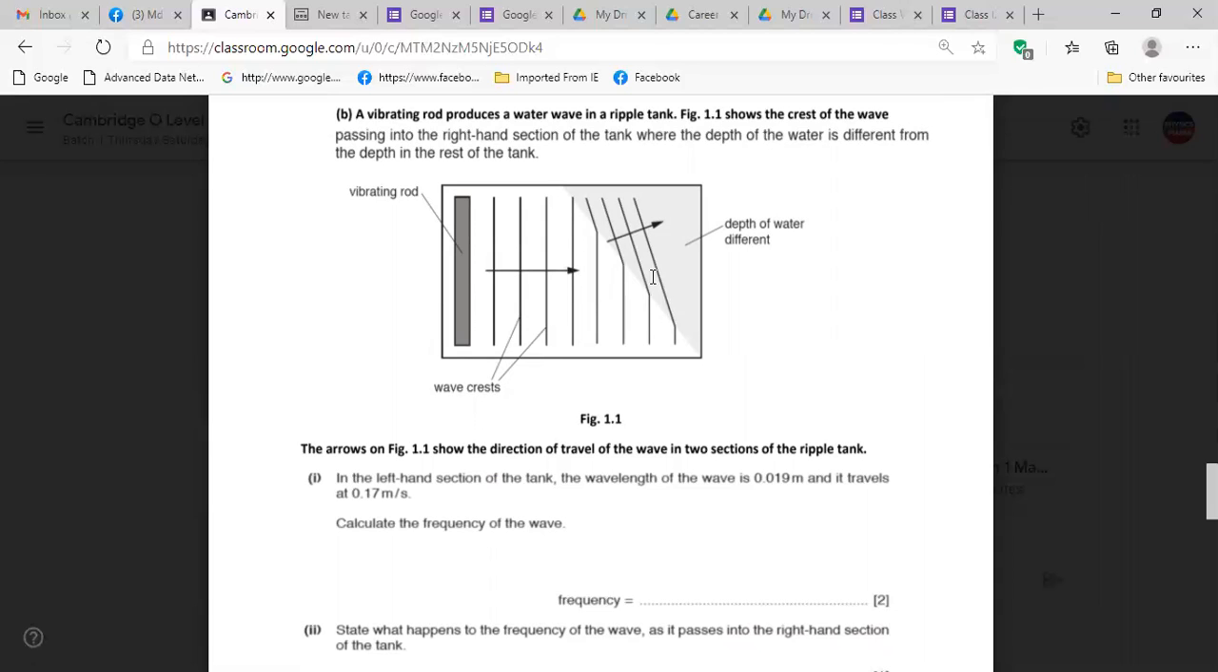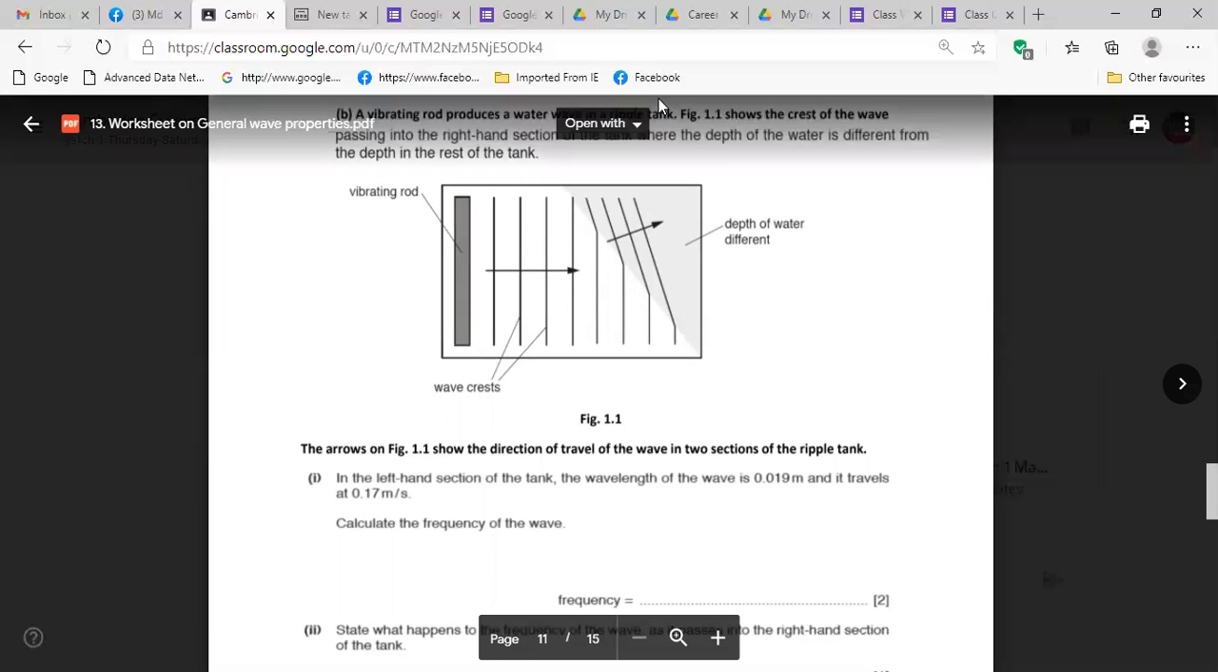Now do it. So our formula is F equals, what is the formula? F equals V divided by lambda, because we have V equals F lambda. So if you rearrange, it comes F equals V by lambda, right? Frequency will be equal to speed divided by wavelength, right?